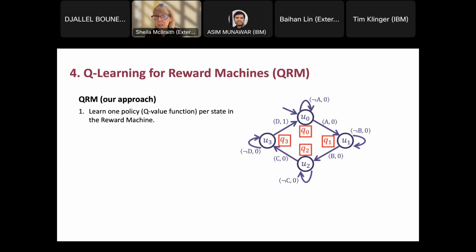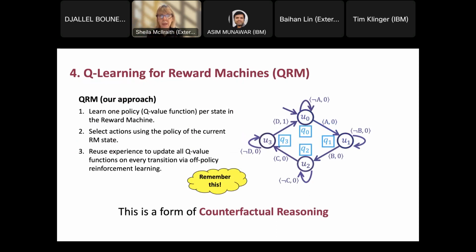So we have our reward machine on the right, and we learn one policy or Q value function per state in the reward machine. So for U0, we learn a Q value function Q0. In U1, we learn Q1. In U2, we learn Q2, and so on. We're going to select actions using the policy of the current reward machine state. So in U0, we'll use Q0. In U1, we'll use Q1. In U2, we'll use Q2. And then we're going to reuse experience to update all the Q value functions using off-policy reinforcement learning. And this is really important to remember.